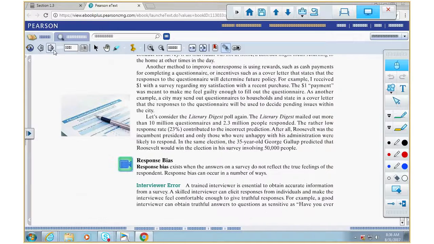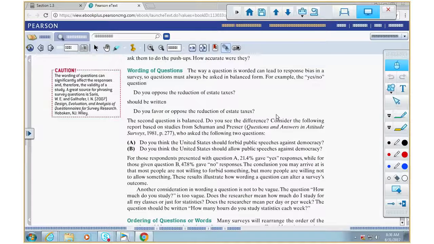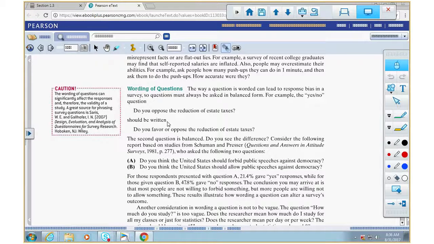I'm not going to go into response bias. Just make sure you know what the word bias means. So, like, this right here is an example of a biased question. Do you oppose the reduction of estate tax? Why is that wrong? Because you've already given the person a way to go. You're tending that person to oppose it instead of leaving it neutral. The best word in probability and statistics is neutrality. Okay? Not bias. The opposite of bias is neutrality.